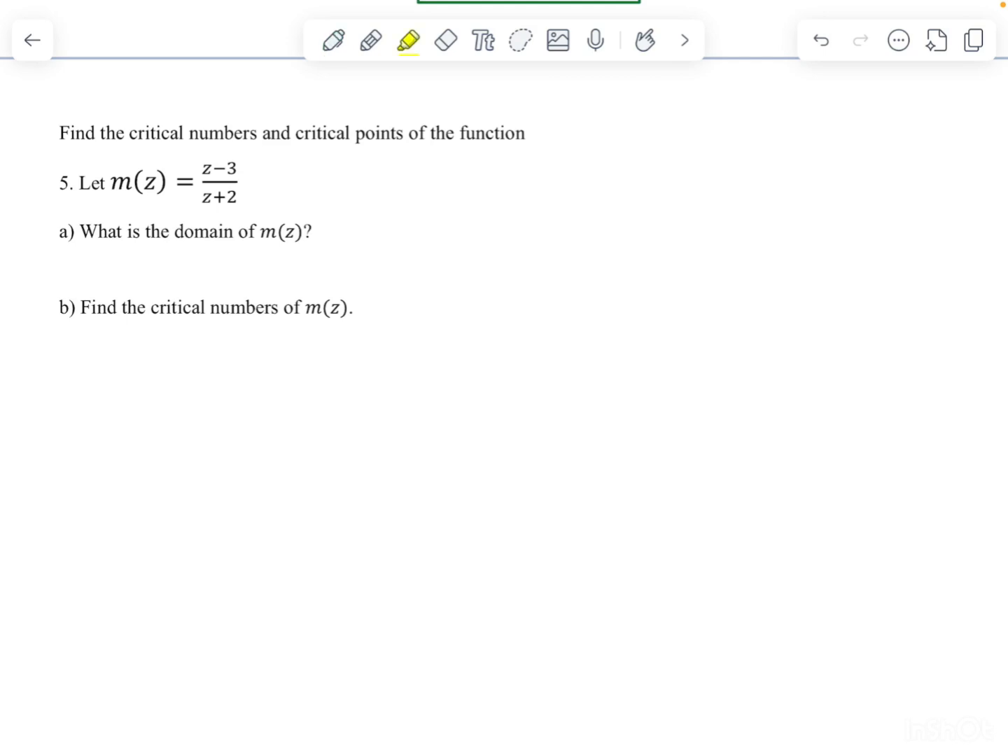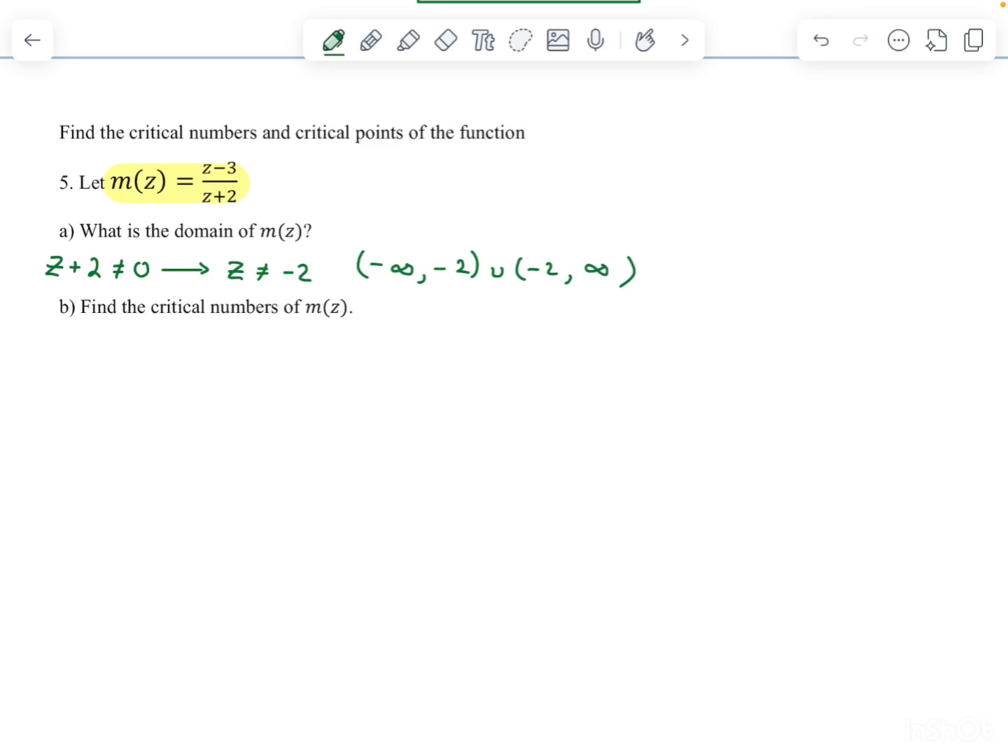In example 5, we want to find the critical numbers and critical points of the function m of z. But first, we want to find the domain. Since m is a rational function, z plus 2 cannot equal 0. This implies that z cannot equal negative 2. So the domain of this function is all real numbers except negative 2.